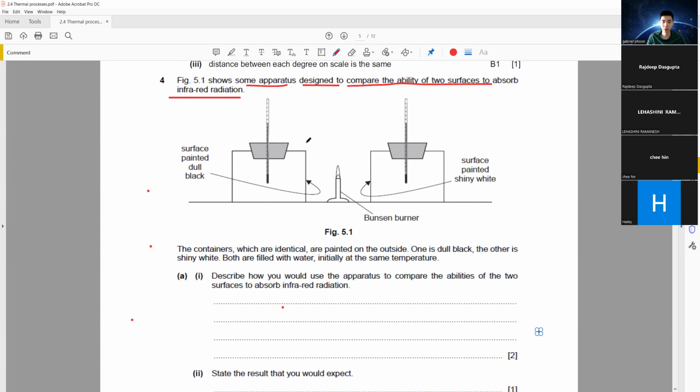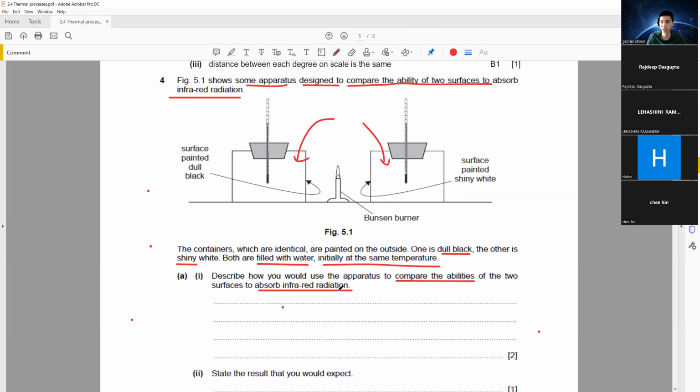Basically, the question starts off with this one has an ability and this one has a different ability to absorb infrared, which is essentially heat, right? One is painted dull black, the other one is painted shiny white. The containers, which are identical, are painted on the outside, both filled with water initially at the same temperature. Then this is what the question wants from you, guys. Describe how you would use the apparatus to compare the abilities of two surfaces to absorb infrared radiation.